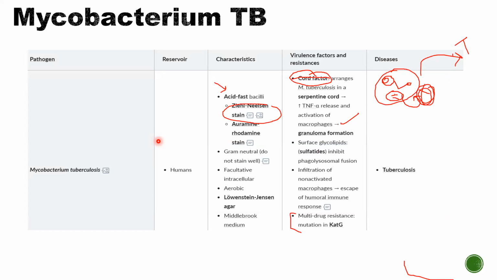The agar is Lowenstein-Jensen. The stain is Ziehl-Neelsen. They kind of rhyme. So it's facultative intracellular. This is very easy to remember because we said it sits in the macrophage and just sits there. So it likes to be intracellular. It doesn't necessarily have to, but it likes to be intracellular. So any questions regarding TB?